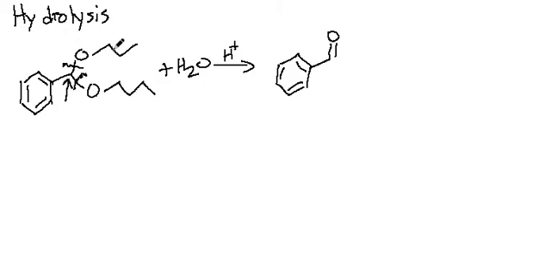The other products are what remains of the alkoxy groups, and those both become alcohols. So that is the alcohol from the top alkoxy group, and then you have the alcohol from the other alkoxy group. So in this acetal hydrolysis, we've added water, we've broken these two bonds, and our products are an aldehyde and 2 molecules of alcohol.